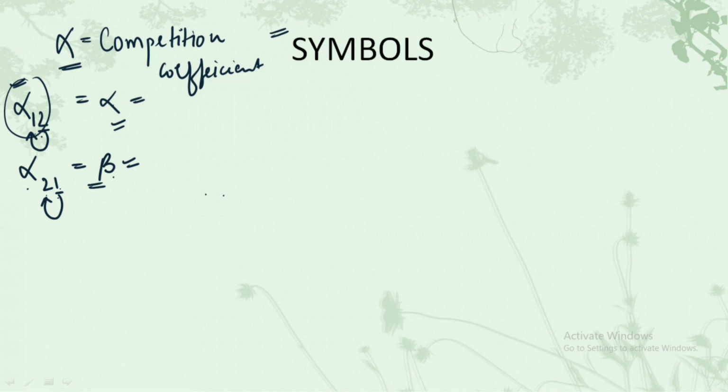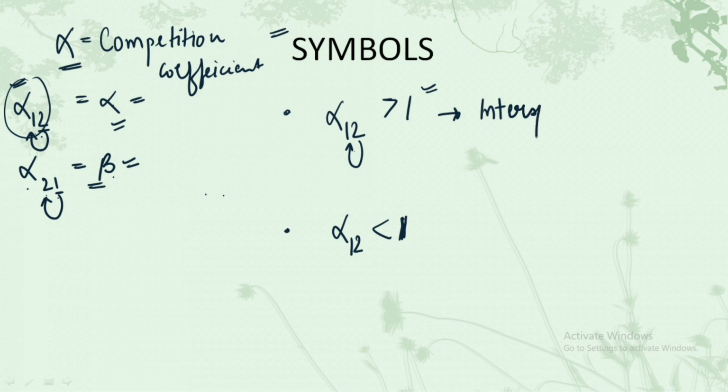The next thing we have to remember is the two conditions. The first condition is when alpha 1 2 is greater than 1, and the second is when alpha 1 2 is less than 1. If there is more effect of the second species over the first species, that is, the competition coefficient of the second species affecting the first species is greater than 1, then interspecific competition occurs. What is interspecific? We mainly have two types of competition, interspecific and intraspecific.